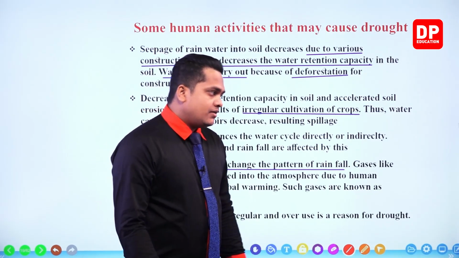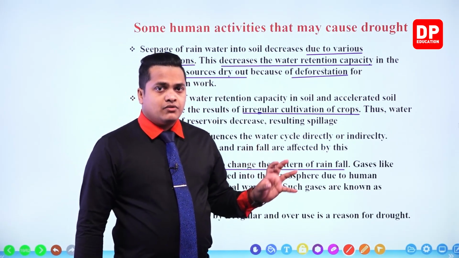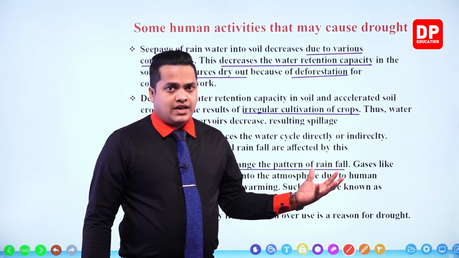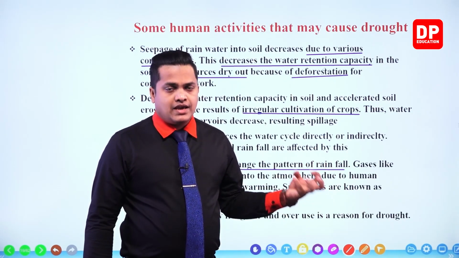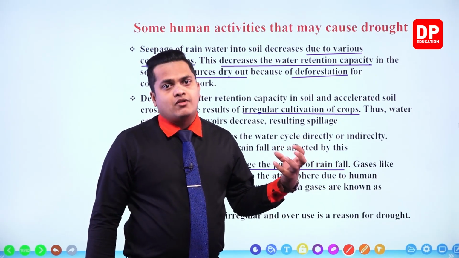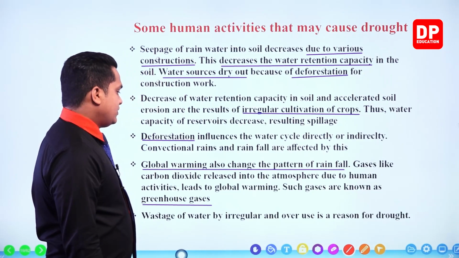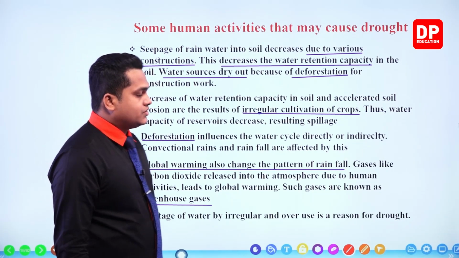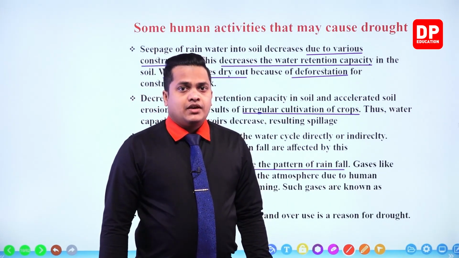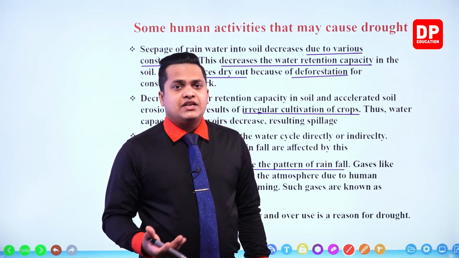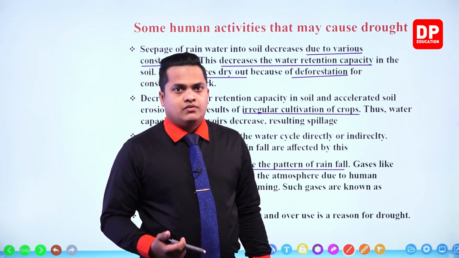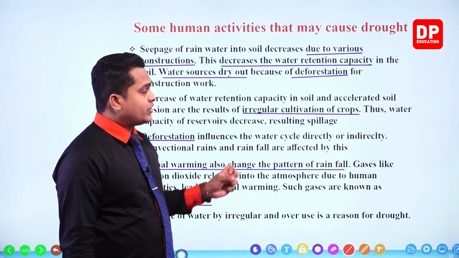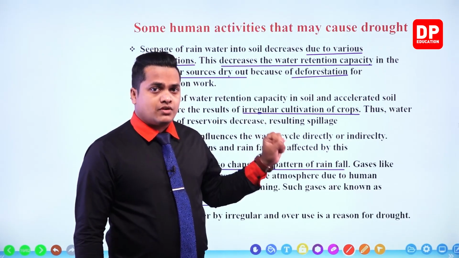I told you that because of global warming, because of irregular distribution of temperature, El Nino effects can happen. Because of this effect, my dear children, droughts can occur. Then the next one: wastage of water by irregular use and overuse is a reason for drought. I told you this in the earlier case also. Irregular use and wastage of water is also a main reason for the occurrence of a drought. So these are several human activities that cause a drought.